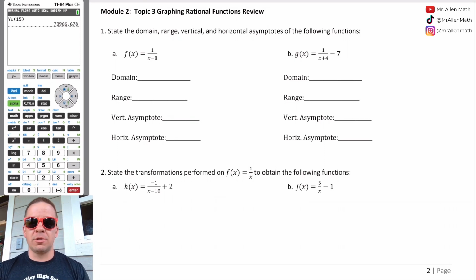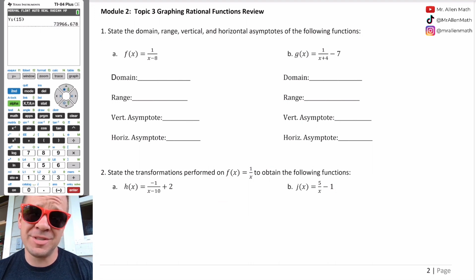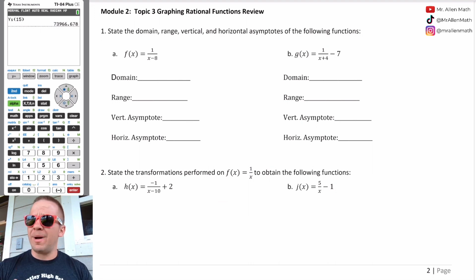We've got some rational functions. That's right, the one with the fractions and the polynomials within them. Oh my God, it's terrifying, but we're going to review. It's going to be dope. Okay, so we have: state the domain, range, vertical, and horizontal asymptotes of the following functions.